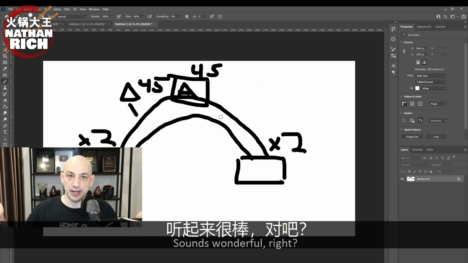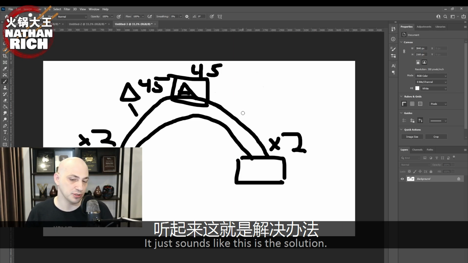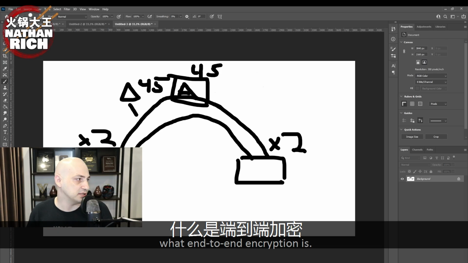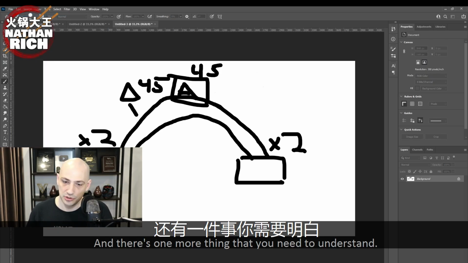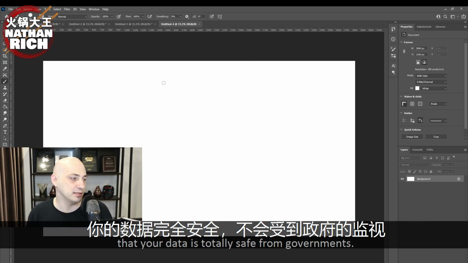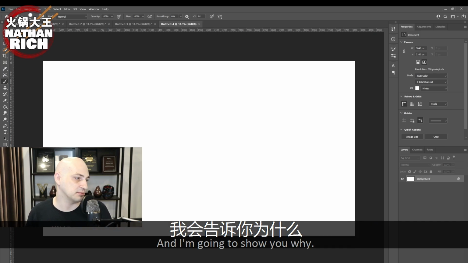Sounds wonderful, right? It just sounds like this is the solution. This is not that important, but I just want you guys to basically understand what end-to-end encryption is. And there's one more thing that you need to understand. I always have maintained that even end-to-end encryption doesn't at all mean that your data is totally safe from governments, and I'm going to show you why.